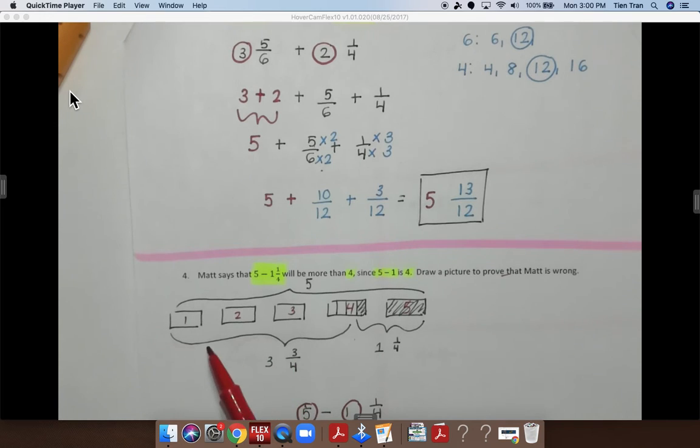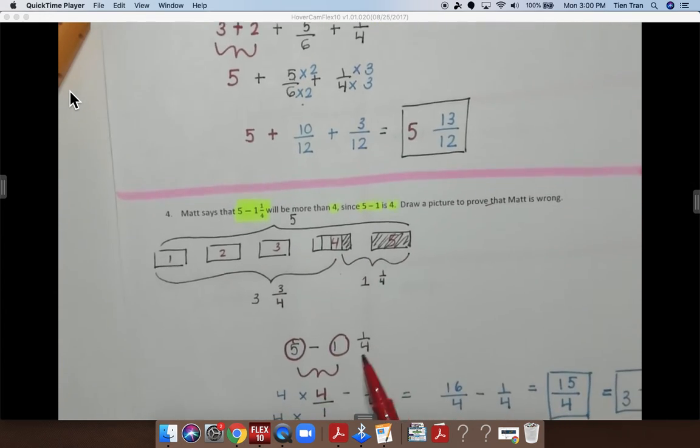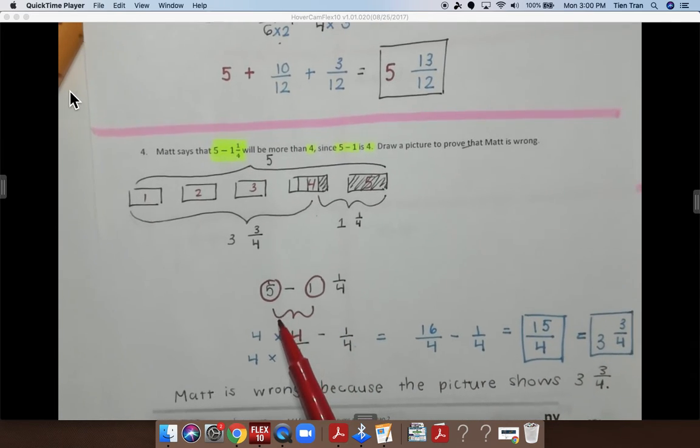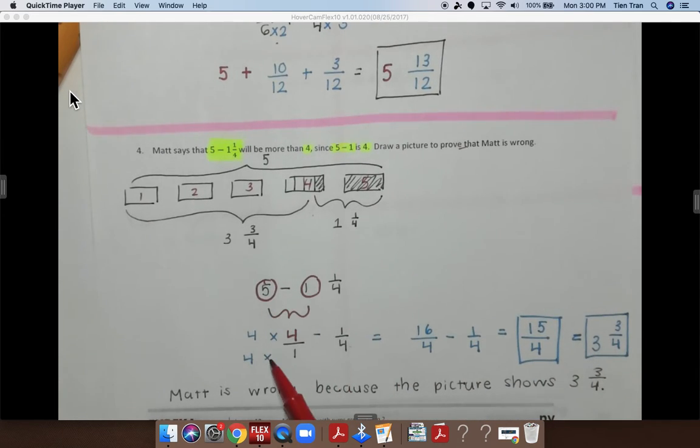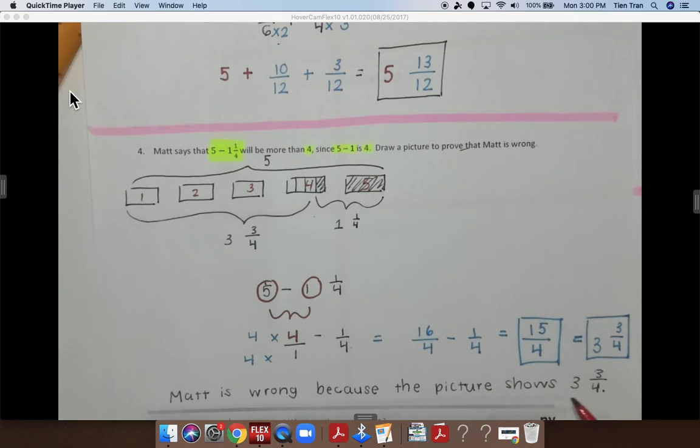So I represented 3 3/4 right here, and we have 1 1/4 that was subtracted. Even when I solve, I notice that 5 minus 1 1/4, I'm going to multiply times 4 to get 16/4 minus 1/4, which gives me 15/4, which is the equivalent of 3 3/4. So Matt is wrong because 3 3/4 is less than 4, right? The picture shows that 3 3/4 is less than 4.